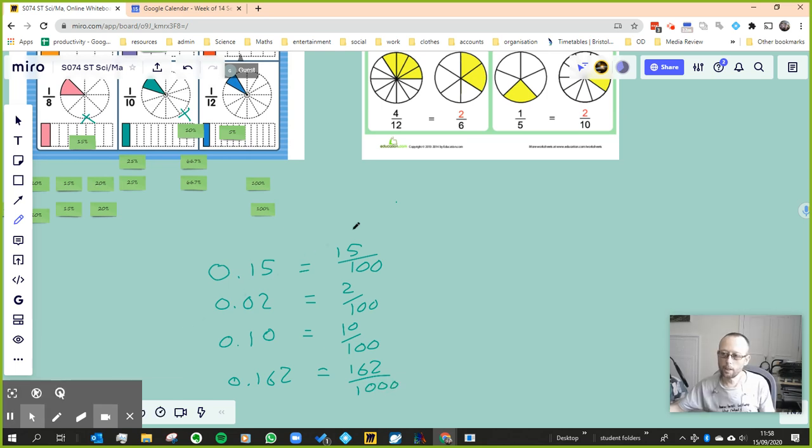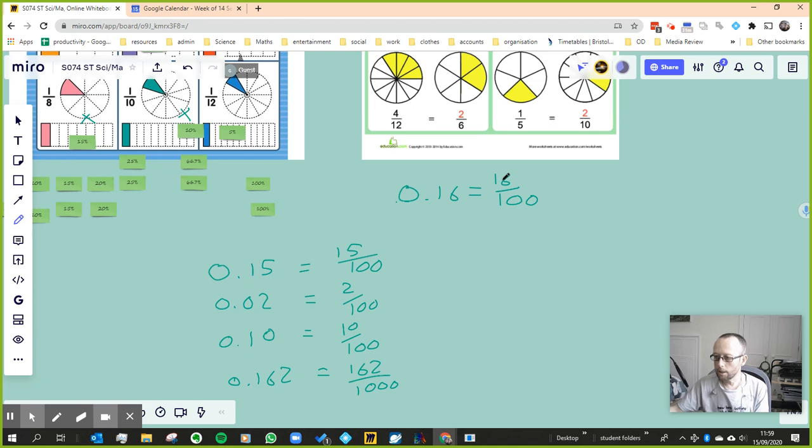Okay. So let's think of an example. What would 0.16 equal? Right. So yeah, good. So if it's two decimal places, it's over 100, and then we just put that over 100. So in all these cases, we can simplify them. How do I know I can simplify them? Oh, that's a good question. How do I know I can simplify them?